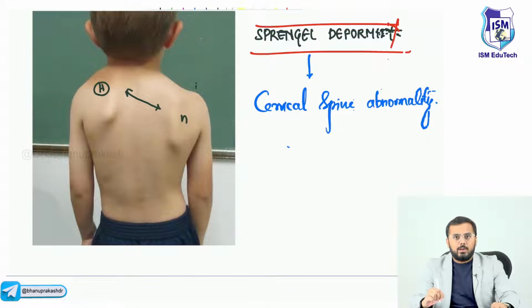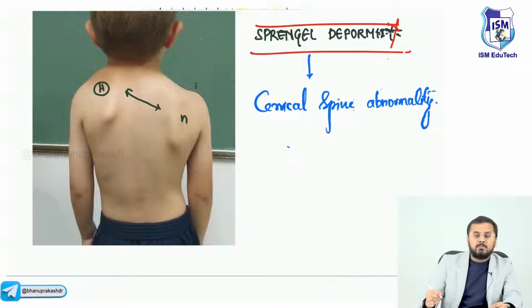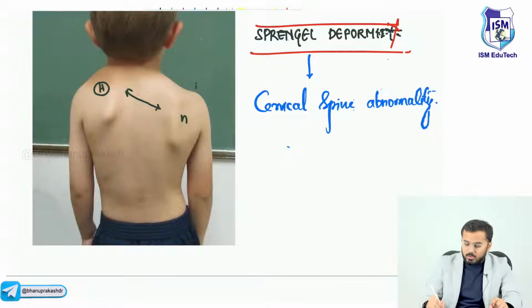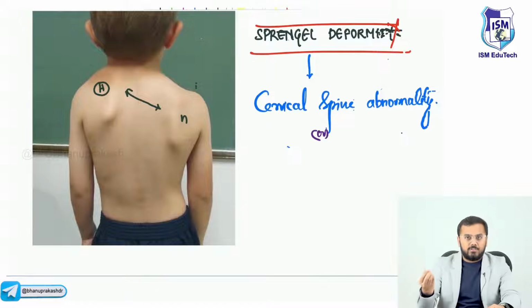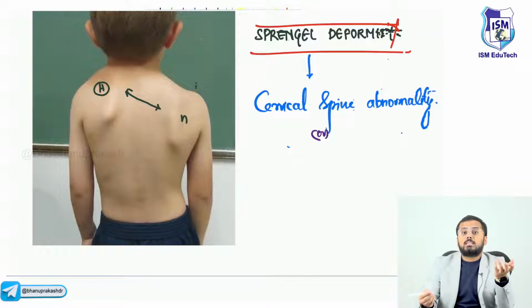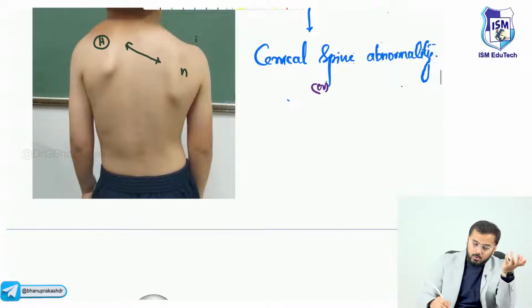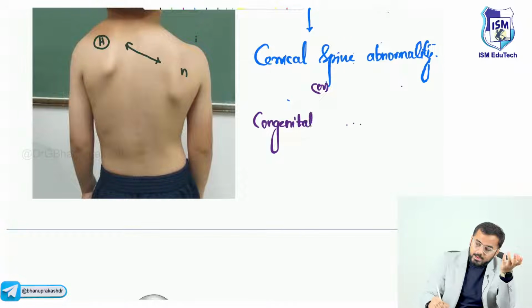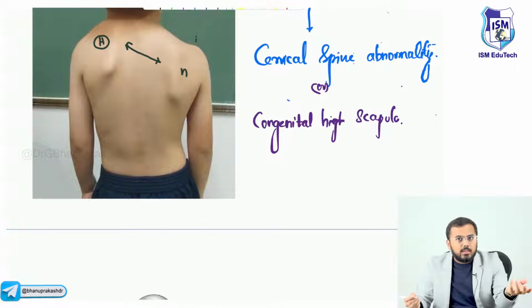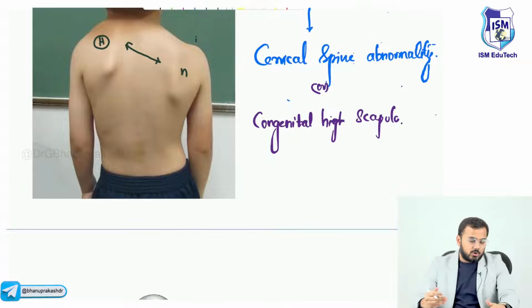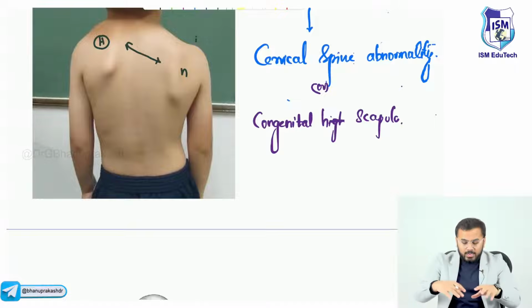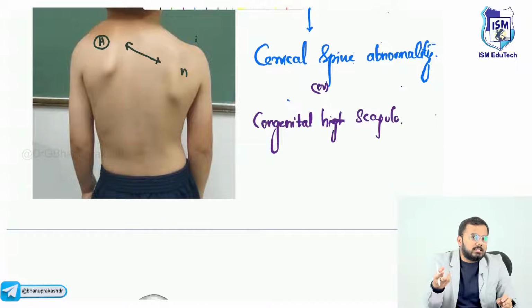Cervical spine abnormality, right? Now, in exams nowadays, they are also asking one more thing: what is the other name for this? The other name is congenital high scapula. Obviously, it is congenital only, right? And the scapula is on the higher end, so it is called congenital high scapula. Now, by looking at this picture, will you be able to answer this, yes or no?